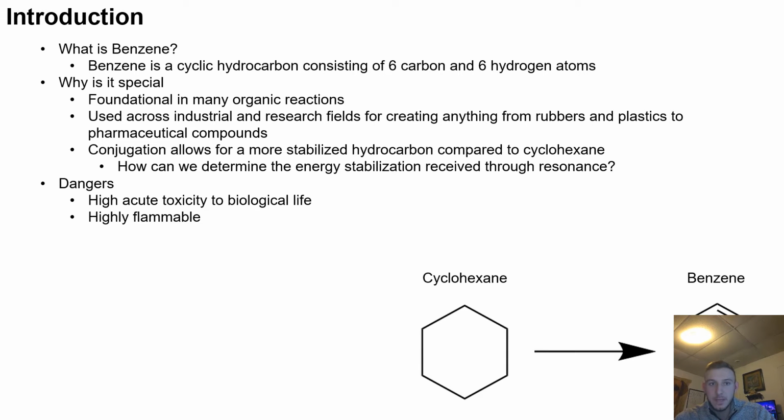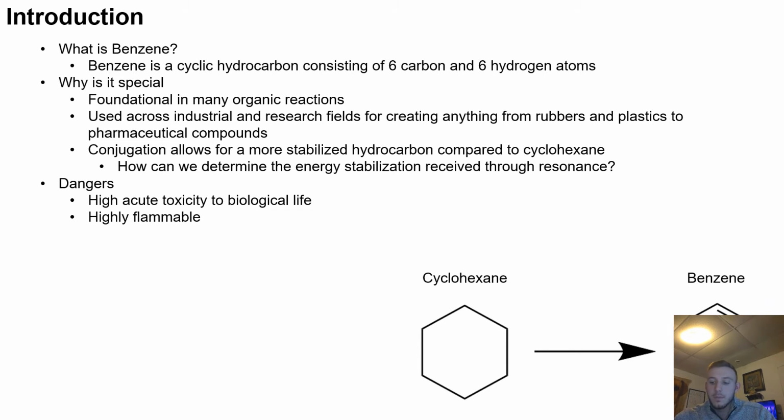So what makes the benzene special? It's foundational in many organic reactions, and it's used across industrial and research fields alike for creating anything from rubbers and plastics to pharmaceutical compounds. The conjugation brought on by the sp2 hybridization throughout the benzene allows for a more stabilized hydrocarbon compared to the cyclohexane. So how can we determine this energy stabilization received through the resonance?